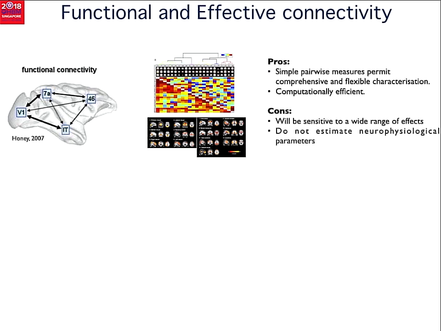But of course, it's quite a simple measure. It's not estimating any type of neurophysiological parameters, and it's going to be sensitive to a wide range of effects if we're looking at changes in functional connectivity. So it's quite difficult to interpret exactly what it's telling us about the underlying neural activity.